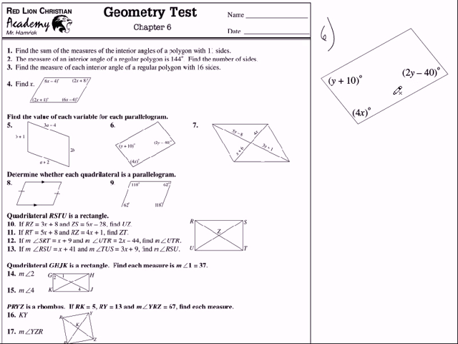Okay, number 6, we're solving for x and y. Look, you could do this. Now, this is a parallelogram again. Now, the consecutive angles right here are supplementary.